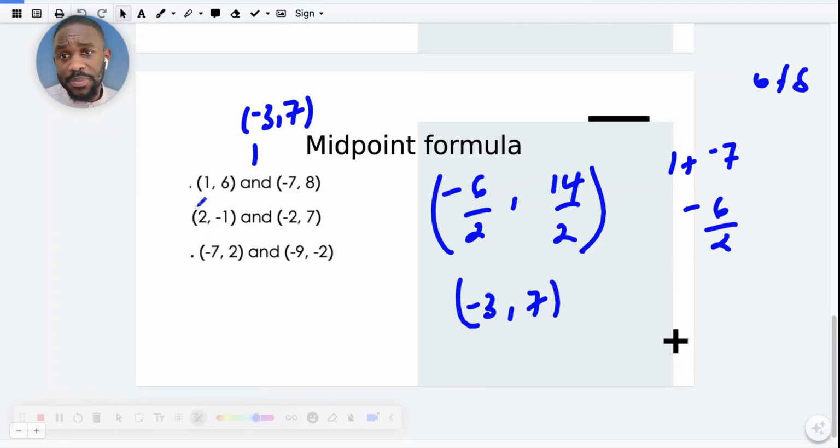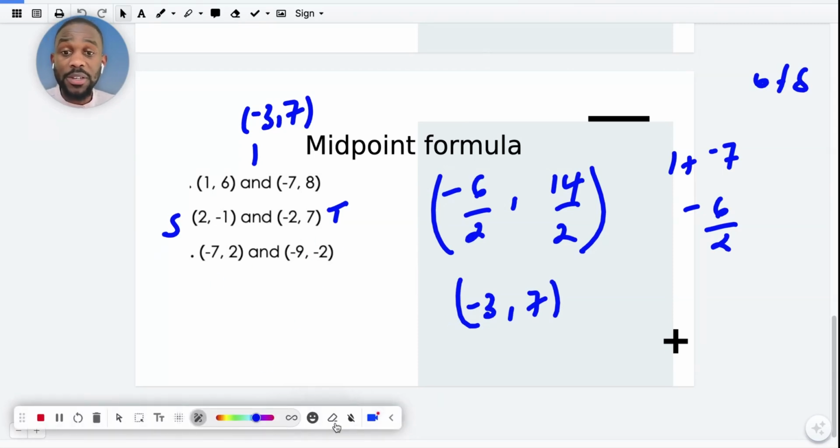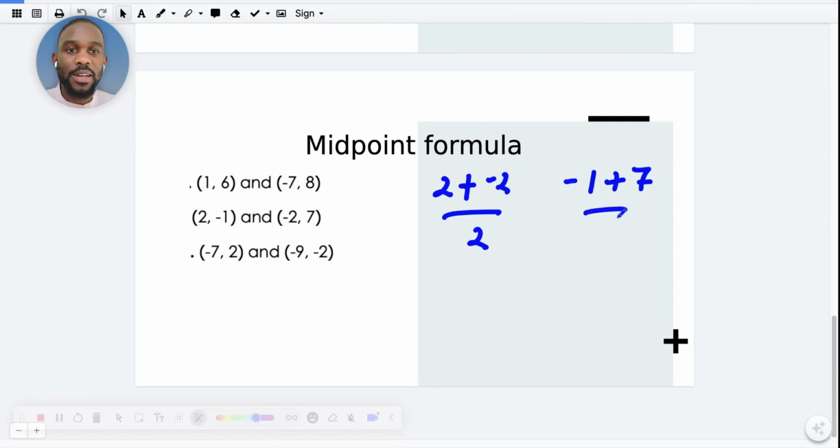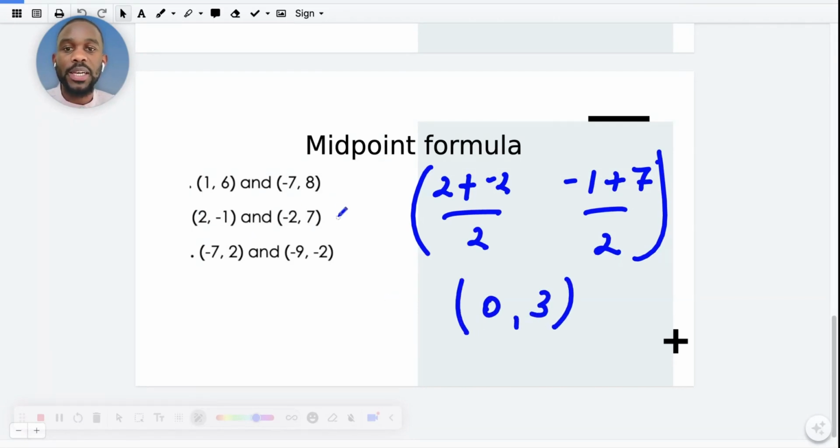What about example 2? If this is my point S and this is my point T, they want me to get the coordinates of the midpoint between S and T, and that is Q. Maybe it's Q, maybe it's X, maybe it's B. Doesn't matter. I'm going to do the same thing. I'm just going to add the x's, which is 2 plus -2 divided by 2, and then add the y's, -1 plus 7 divided by 2. So this gives me 0, and 0 divided by 2 is 0. This gives me 6. 6 divided by 2 is 3. So the coordinates of the midpoint here is 0, 3.